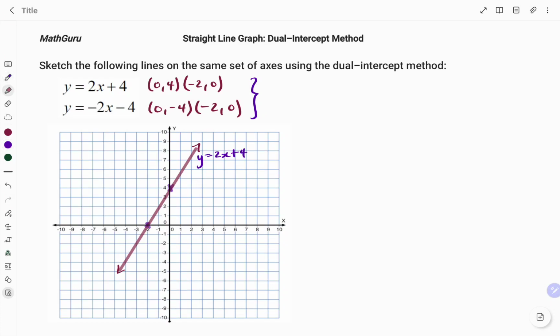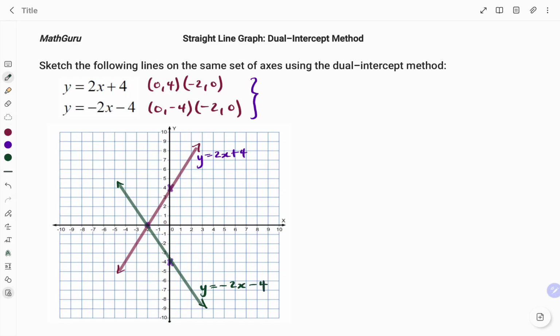The next step, I'm going to draw the second graph because we have to draw on the same set of axes. So I have the coordinates 0, negative 4. So if x is 0, then y is negative 4. Then the second point I have is negative 2, 0. As shown, I already tagged that point. That means they are intersecting at that point. So drawing my line, I have the line. I'm going to tag that also. The second line is the line of y equals negative 2x minus 4.